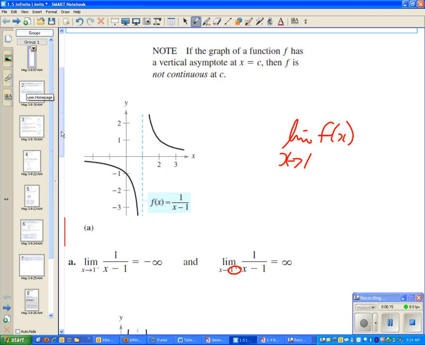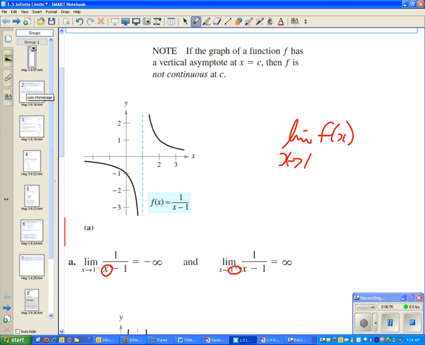If x is approaching 1 from the left, that's from numbers that are less than 1. Well, a number less than 1 minus 1 is negative. So the denominator is going to 0, but it's going to 0 through the negative numbers, isn't it? The denominator is always going to be negative as x approaches 1 from the left. So a positive constant divided by a denominator that's approaching 0, we get infinity. But we get infinity or negative infinity. In this case, it's negative infinity because a positive divided by a negative is negative.